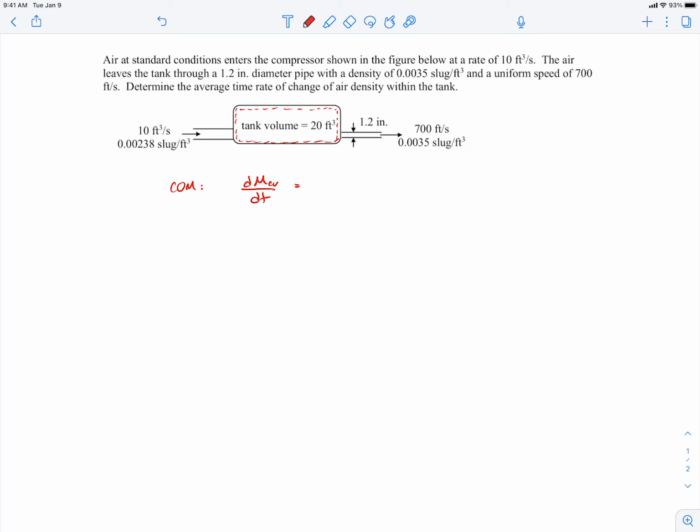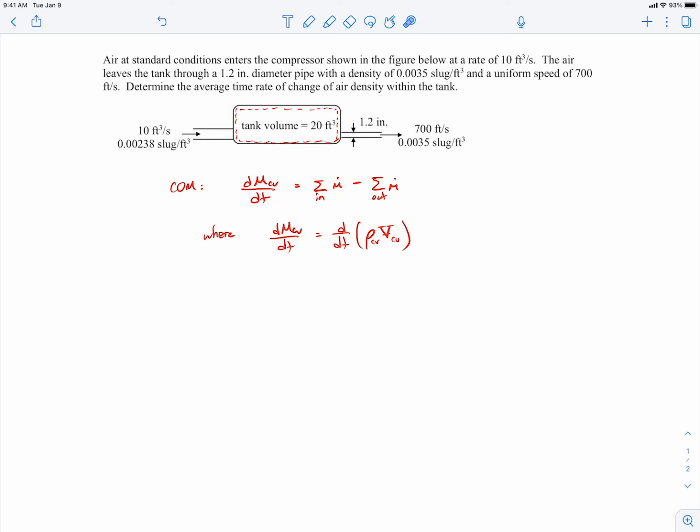So the time rate of change of mass within the control volume is equal to the rate at which mass is coming in minus the rate at which mass is going out. We'll go ahead and expand each term. The time rate of change of mass within the control volume will be the time rate of change of the density within the control volume times the volume of the control volume.